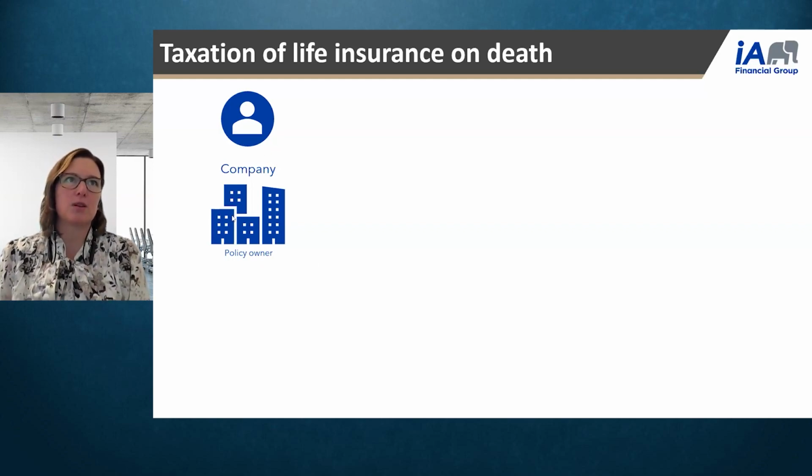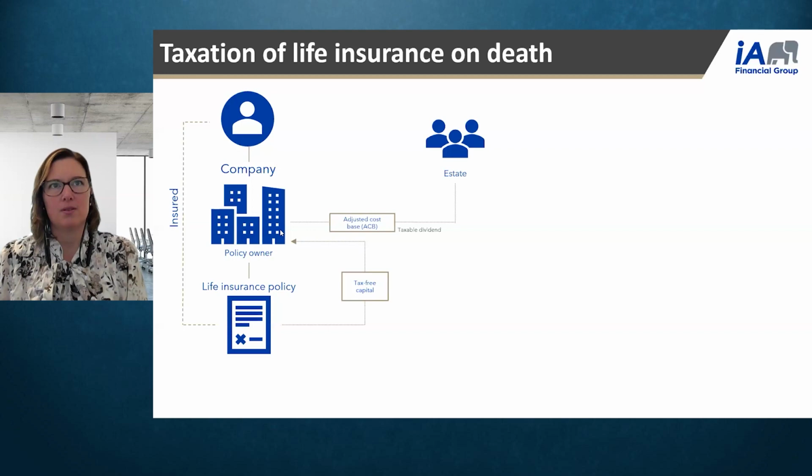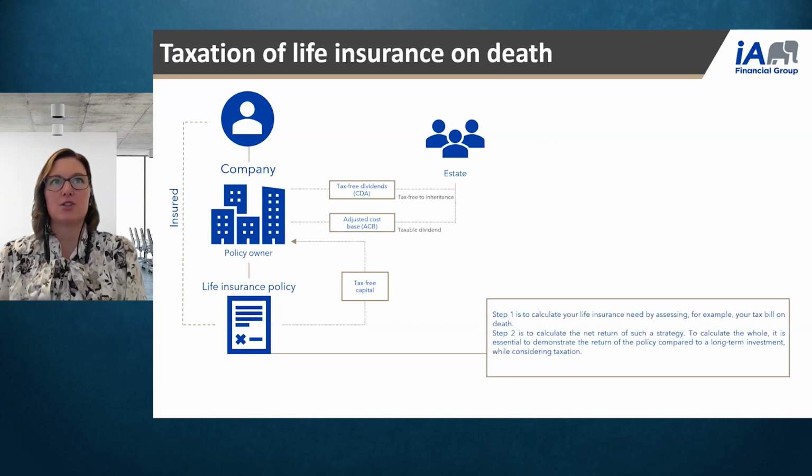So we start with the company and the individual insured. The company owns that life insurance policy on the individual insured. There is tax-free capital that goes to the company itself at death minus the ACV. There could be a taxable dividend for a little piece of it that goes to the estate, but the majority of the value that the company gets will go through the CDA, and come out to the estate through tax-free dividends. So that's the flow chart.